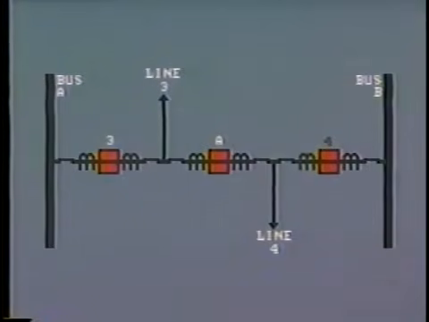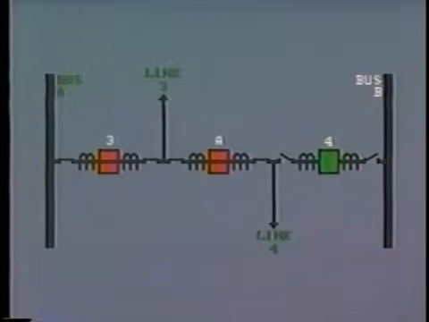If breaker 4 needs to be removed for maintenance, then simply open and isolate breaker 4. Lines 3 and 4 will now both be fed by bus A.